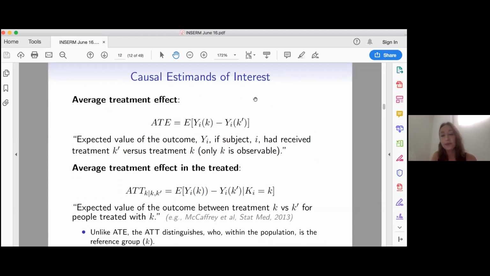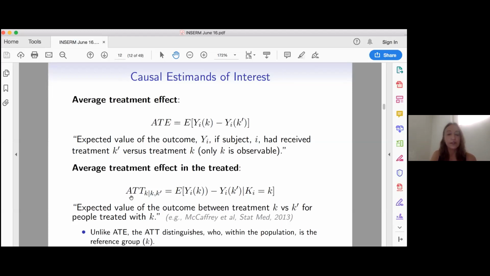These are the causal estimates of interest. You have to define which one you're first interested in. It's typically the ATE, or the average treatment effect. So all that is the difference in the expected value of Y if subject i had received K prime versus K, right? It's counterfactual because only K is observable, so K prime is a different treatment. The difference in the expected values of those is the ATE.